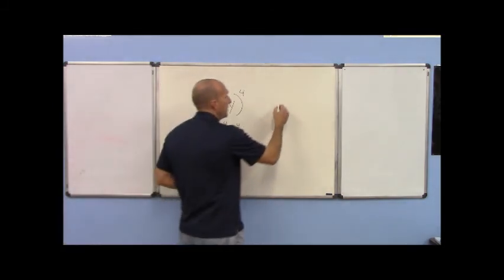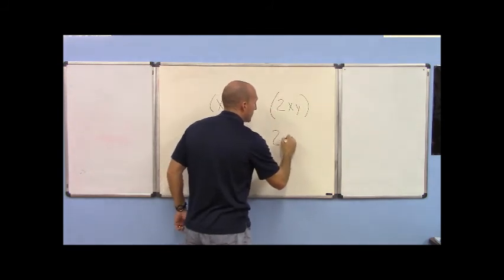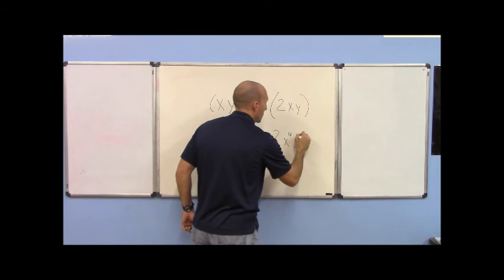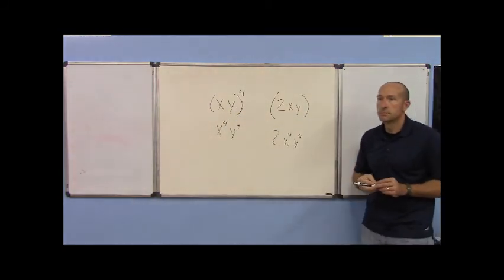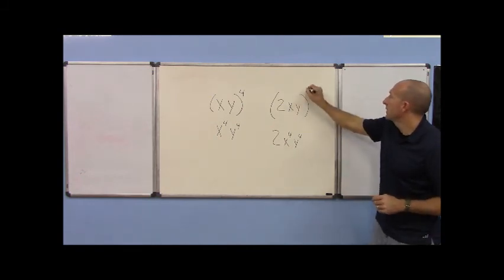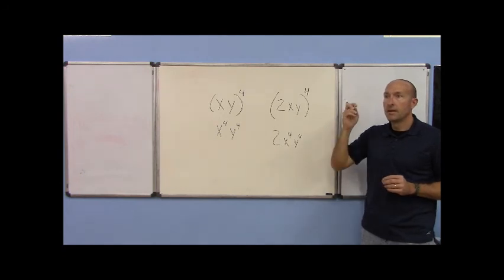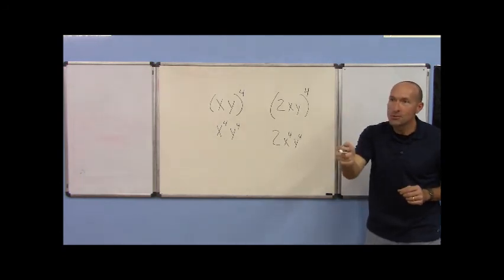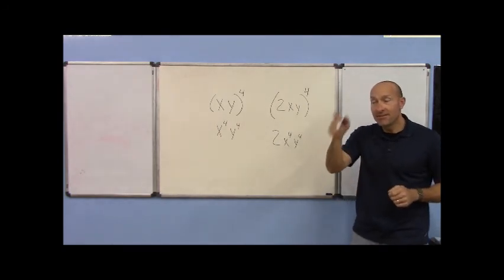Or if we had 2xy, then it would be 2x to the 4th, y to the 4th. Does that make sense? And then wouldn't it be 2 times 4? You were almost so close and so right. 2 to the 4. Yes, very, very right, good.